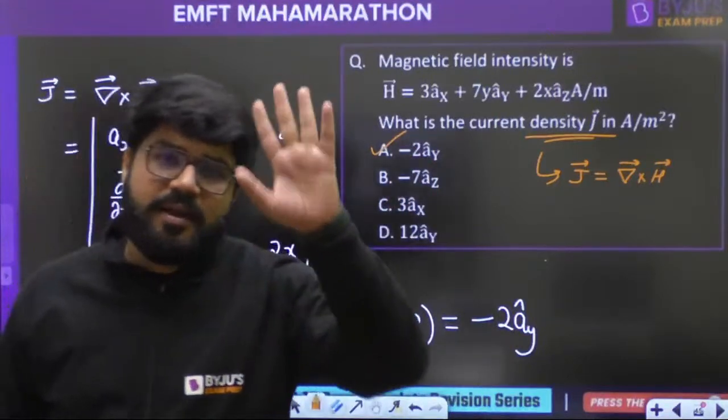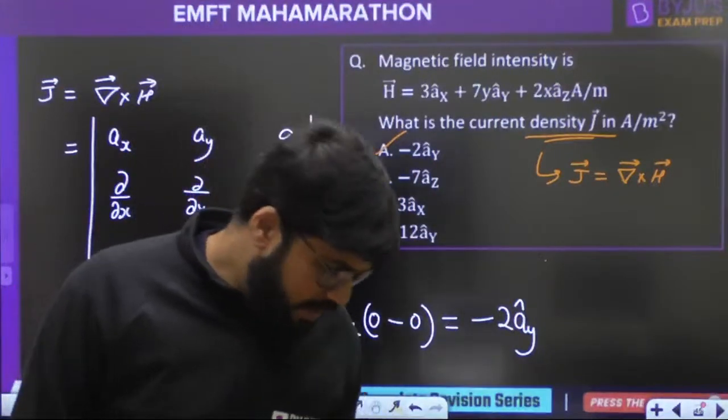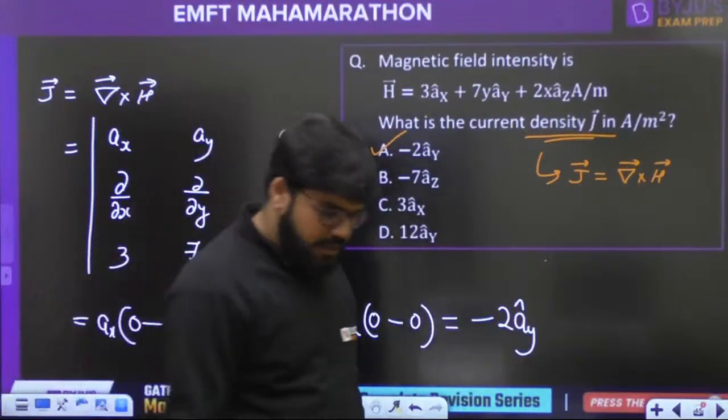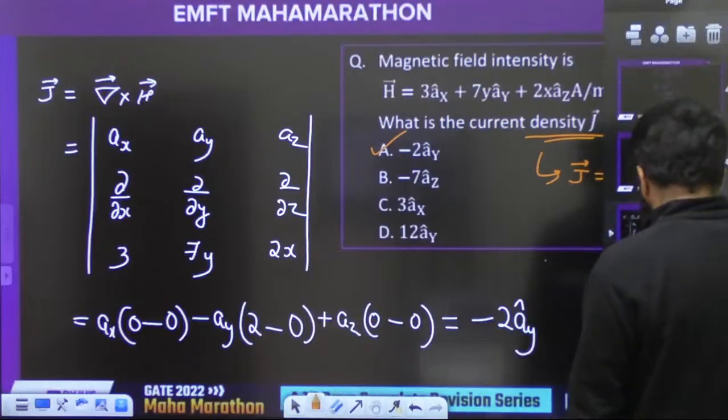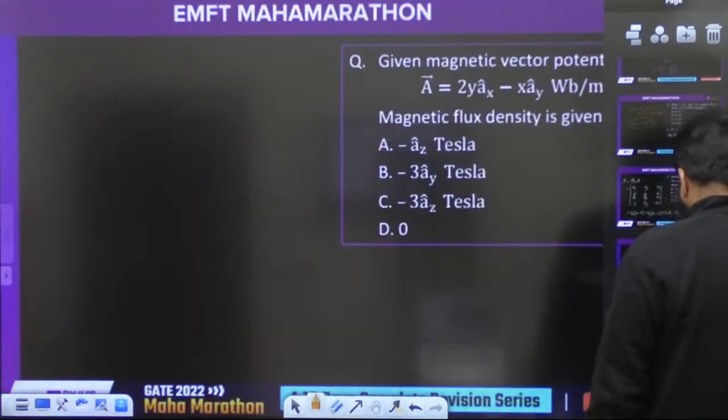Same thing is there in the comment box already. Correct answer is number A. Option number A is the very correct answer.